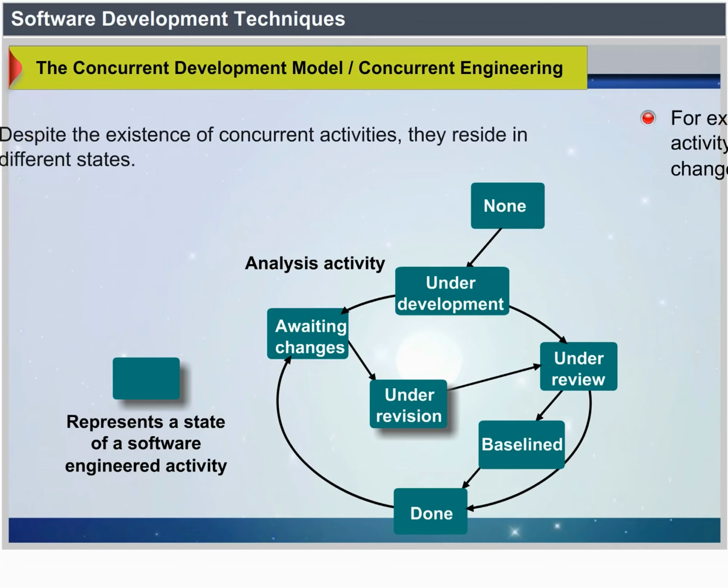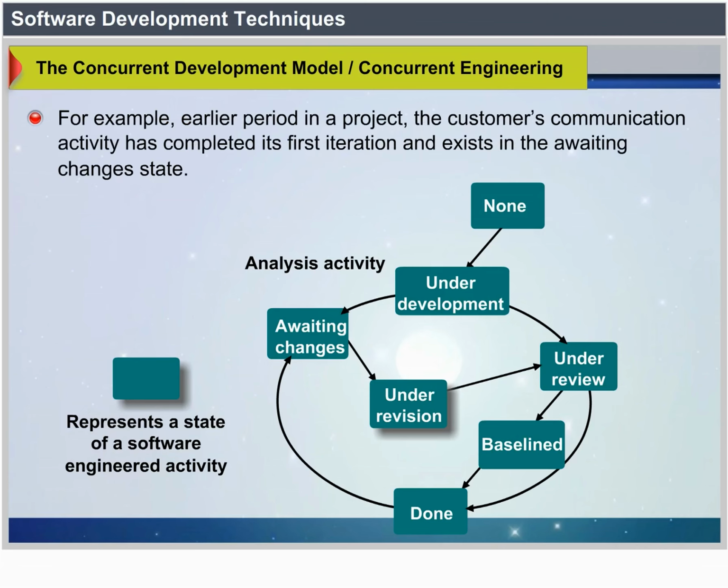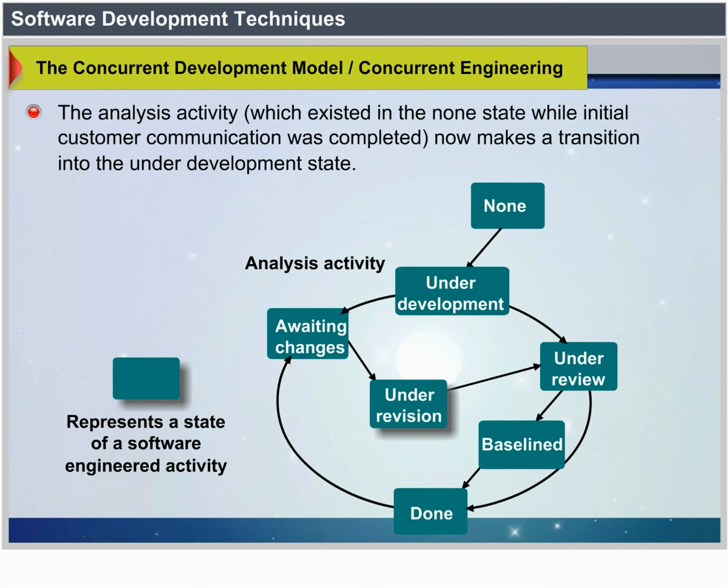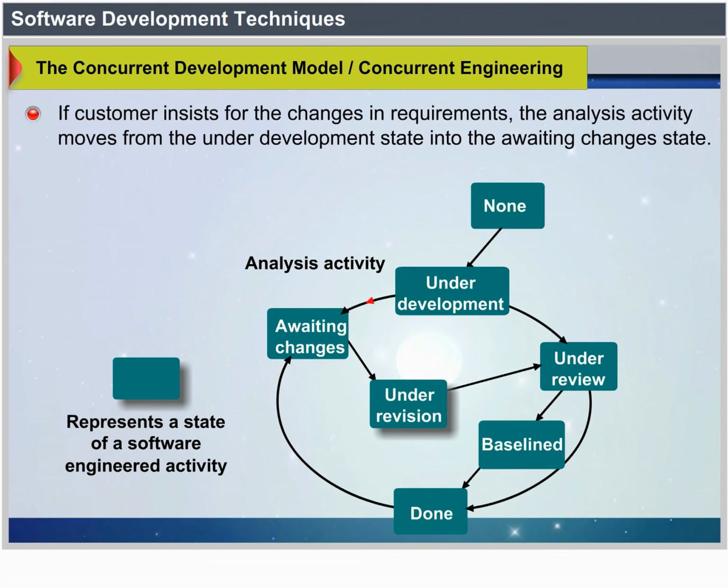For example, early in a project, the customer communication activity has completed its first iteration and exists in the awaiting changes state. The analysis activity, which existed in the none state while initial customer communication was completed, now makes a transition into the under development state. If customer indicates that changes in requirements must be made, the analysis activity moves from the under development state into the awaiting changes state.